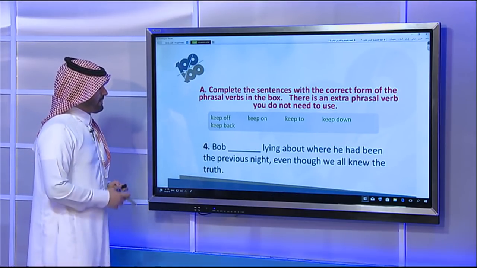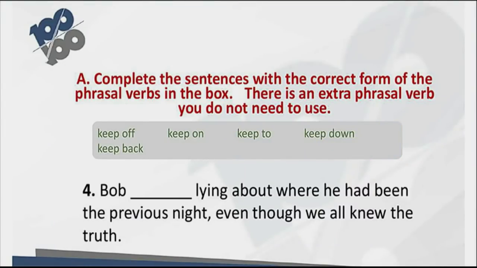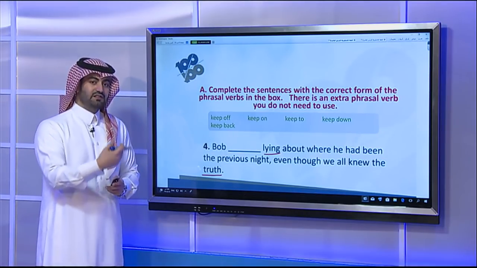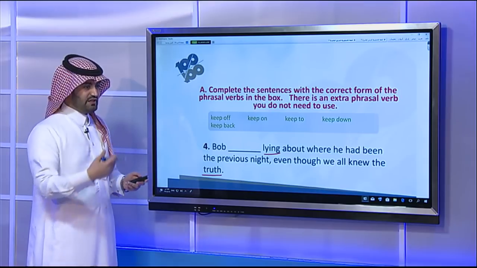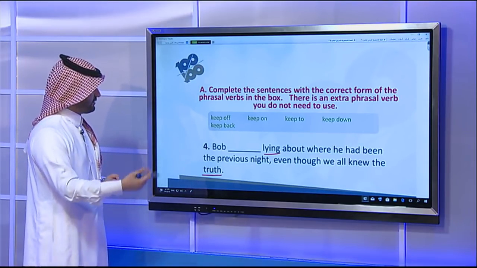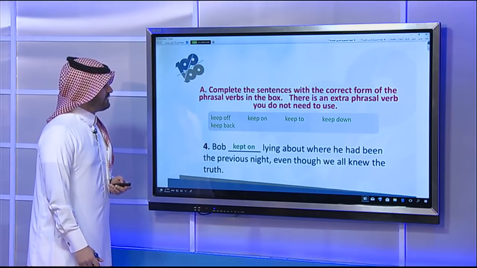Number four, Bob lying about where he had been the previous night, even though we all knew the truth. Okay, so Bob here is lying, and we all knew the truth, as the speaker says here. He didn't admit it. He didn't say the truth. He's lying and keeps on lying. So the answer is kept on.